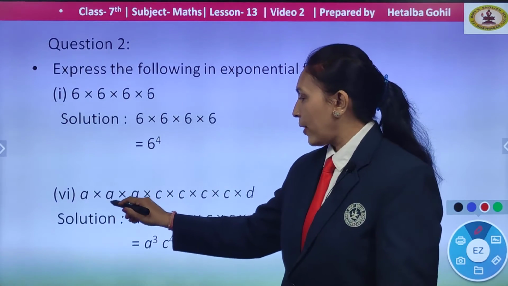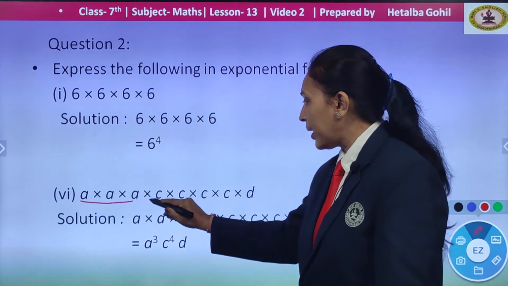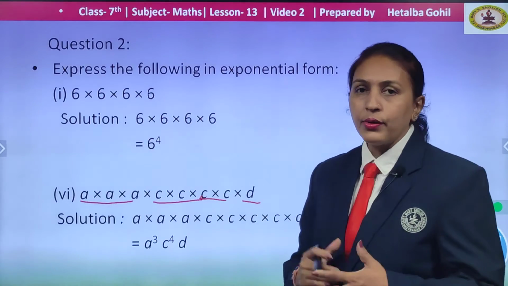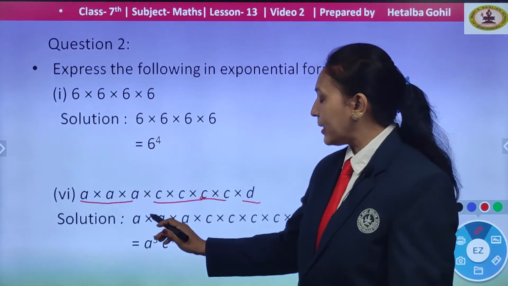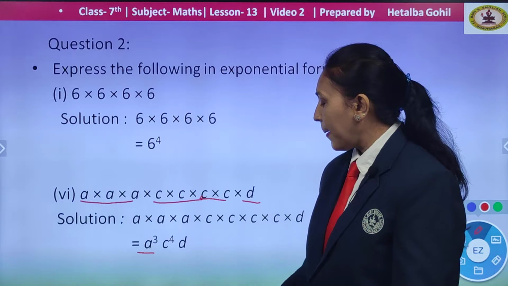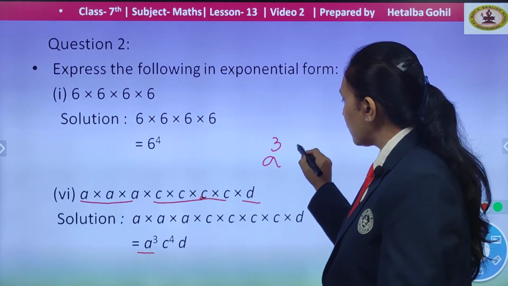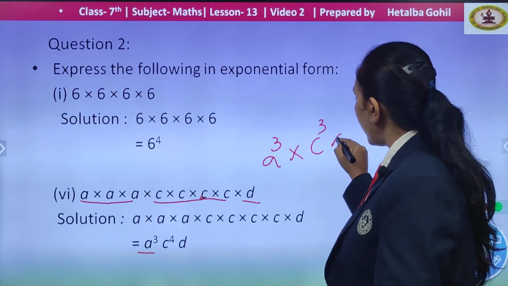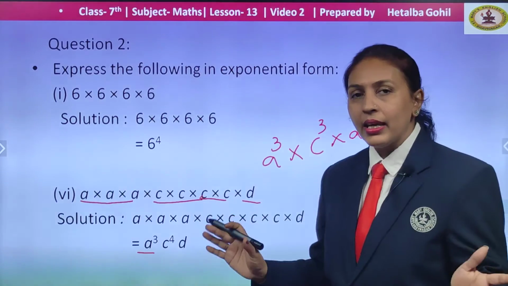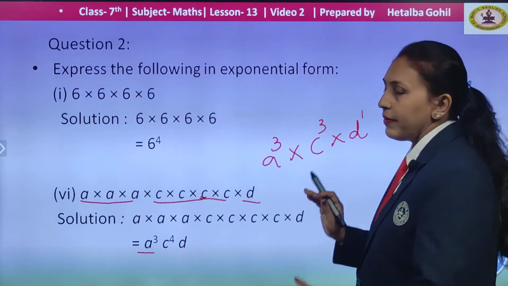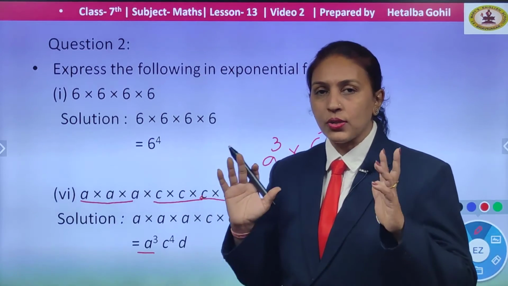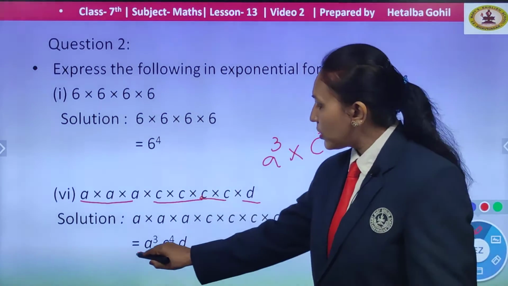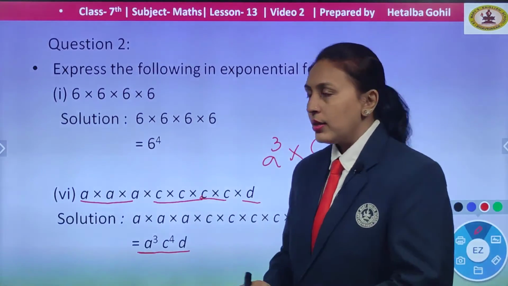Here A into A into A. That means here there are 3 different alphabets given to us. Okay. But all you have to list out differently. Where A is multiplied 3 times. So A raised to 3. You can write it A raised to 3 also. Multiplied by C raised to 3. And D is only 1 time. D raised to 1 or only D. There is no need of children to write 1. Whenever you do not have any power with you, it is always understood that it is 1 only. Okay. You can put it in this form also and this form, both are same only.